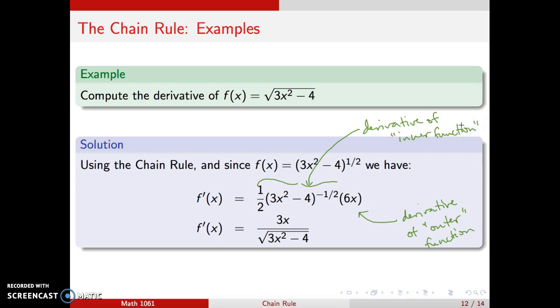And the derivative of 3x squared minus 4 is just 6x. So putting them together, the 6 divided by 2 will call it a 3. Negative exponent just goes down in the denominator. And, not bad at all. Not too bad.